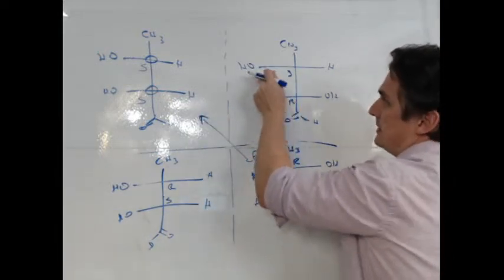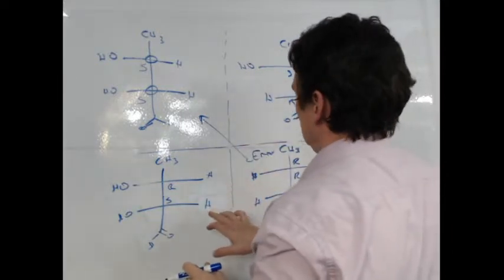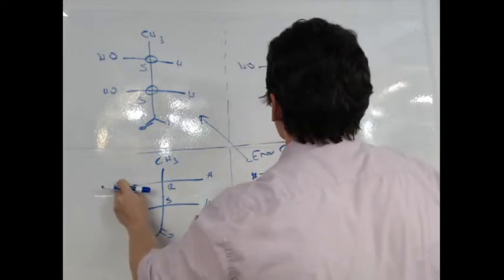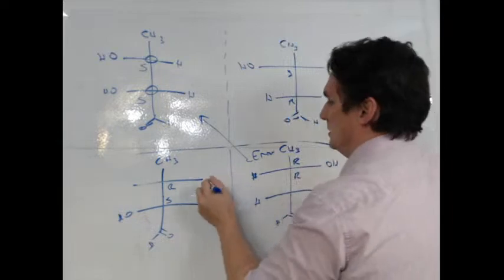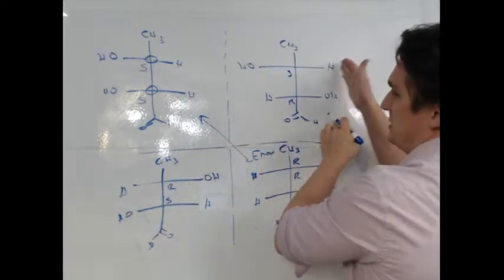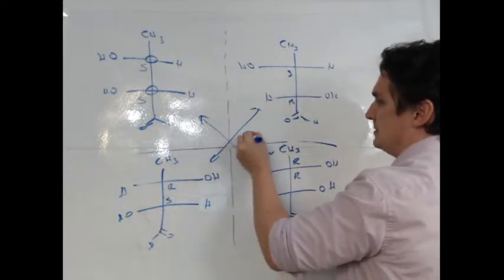These two, S and R, if I take the mirror image, well, that's going to flip the H and the OH. I think I drew the, yeah, that was a mistake on my part. If I draw the mirror image, the H is going to be on the left side, the OH is going to be on the right side. So these two are enantiomers.